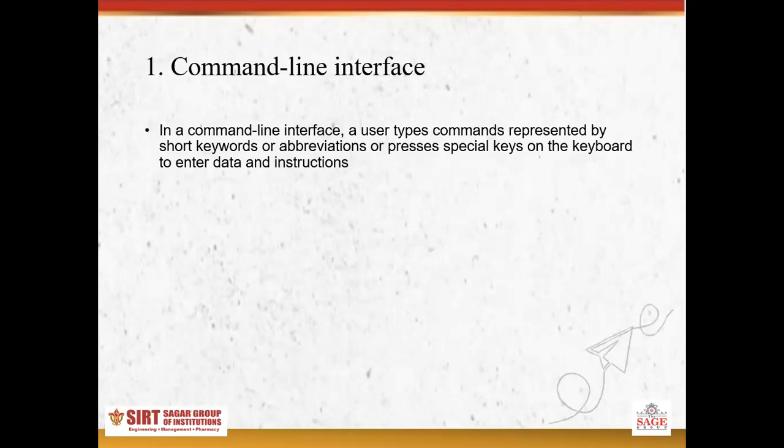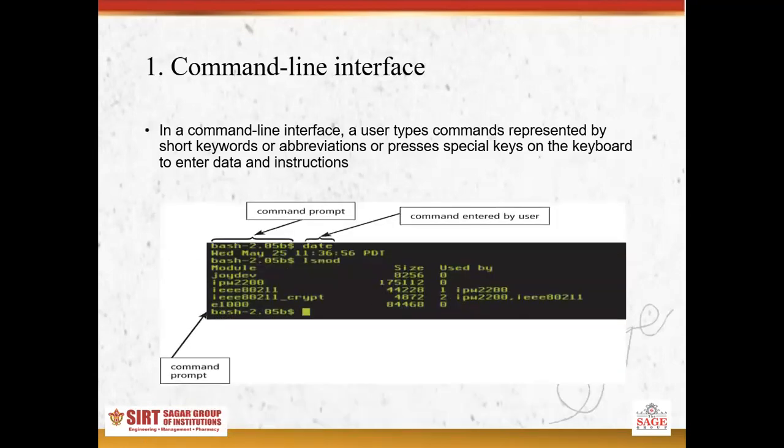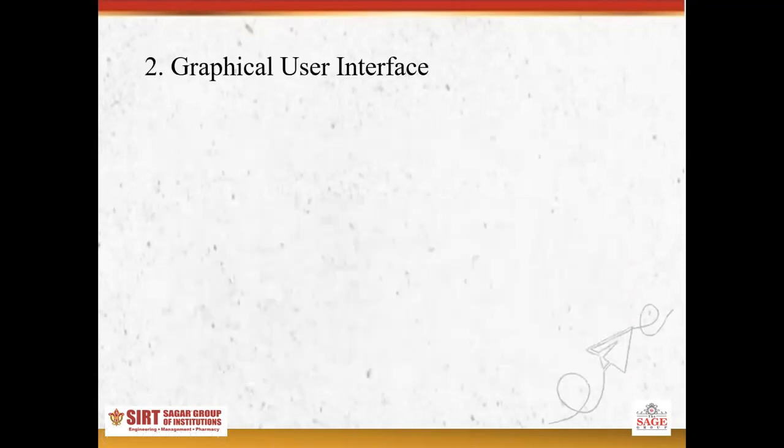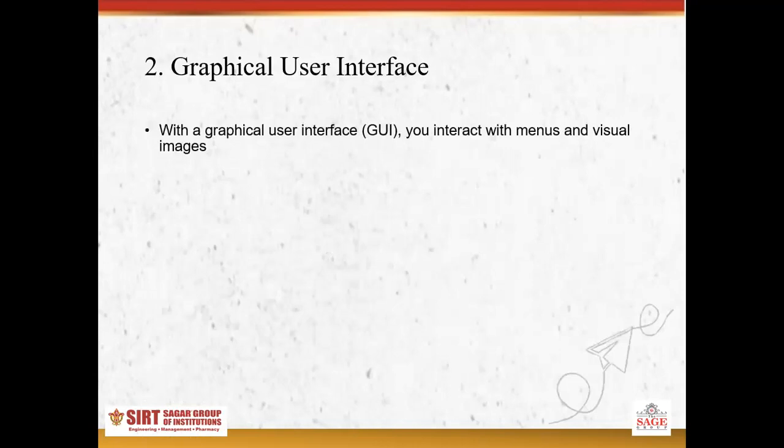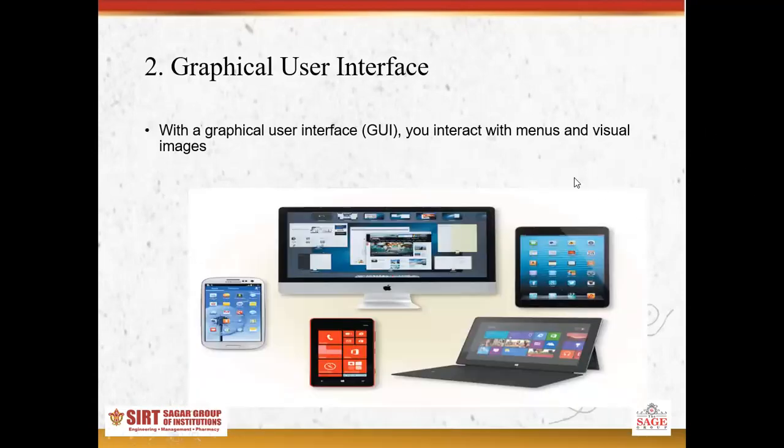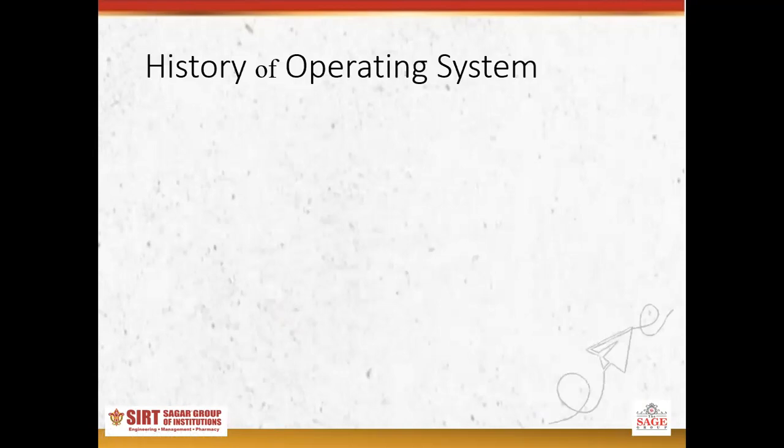In the command line interface, a user types commands represented by short keywords or abbreviations, or presses special keys on the keyboard to enter data and instructions, like we do on DOS and Linux, the command prompt, with commands entered by the user this way. This is the command line interface. The second is the graphical user interface. The graphical user interface interacts with menus, visualization, and images, as we have on our laptops, mobiles, computers, and desktops. So this is all about the functions of the OS.